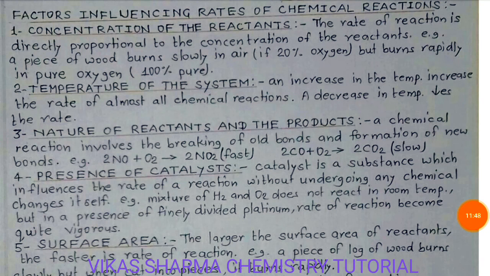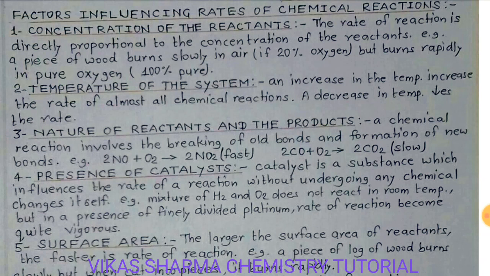Student, the next topic is factors influencing rates of chemical reactions. First, concentration of reactants. The rate of reaction is directly proportional to the concentration of the reactants. Example, a piece of wood burns slowly in air with 20% oxygen, but burns rapidly in pure oxygen, when oxygen concentration is more, for example 100% pure. This means if the concentration is increased, the rate of reaction is also increased.